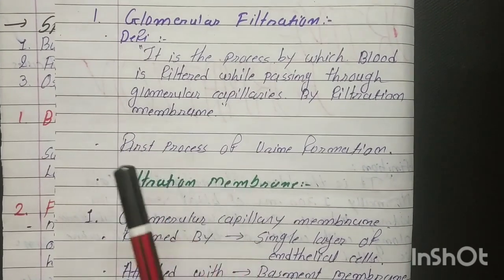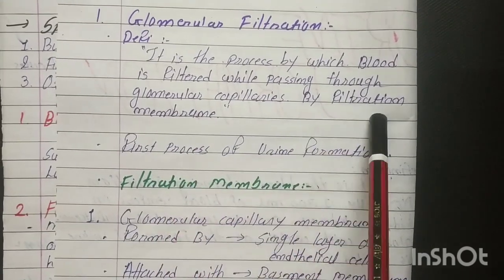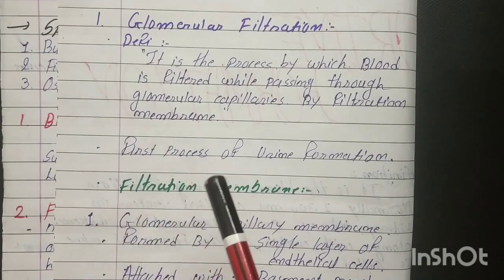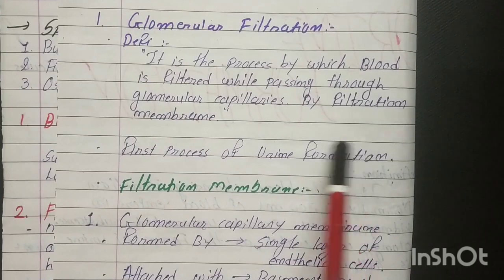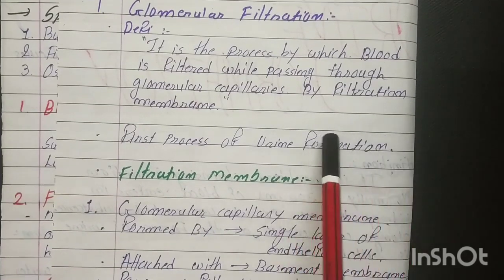Let's see the definition for clear understanding. It is the process by which blood is filtered while passing through the glomerular capillaries. We saw in our previous video that in the Bowman's capsule the capillaries divide into various branches, form a loop, and divide again, forming a very fine network of capillaries. This blood is filtered with the help of the filtration membrane.